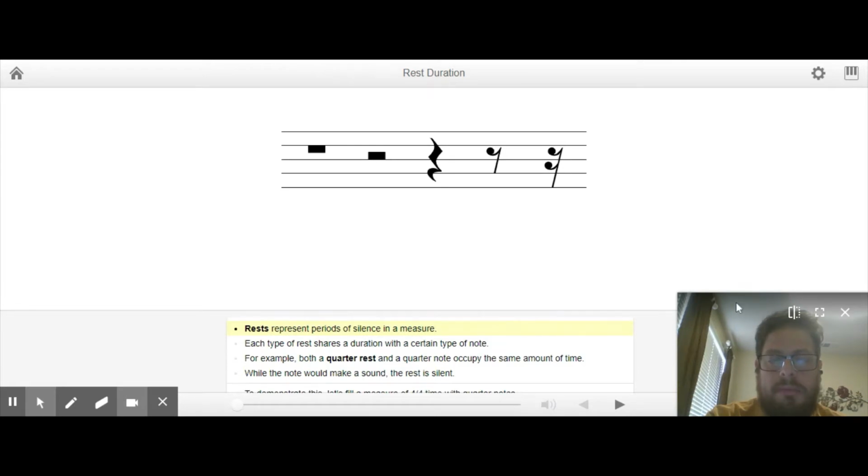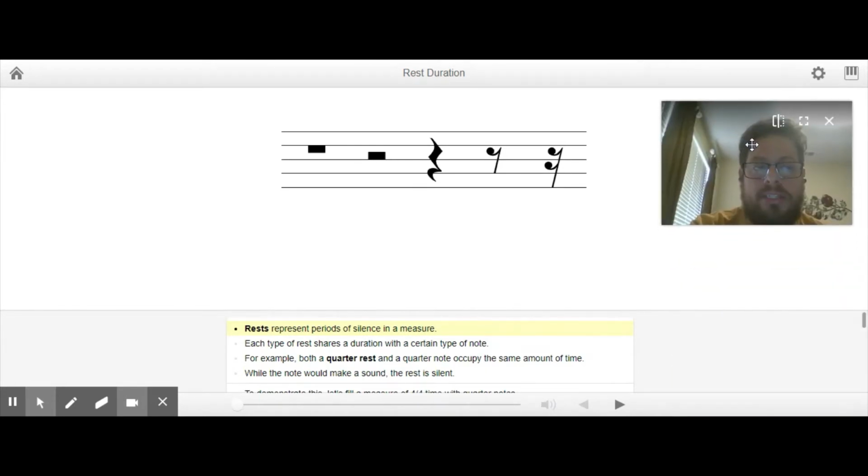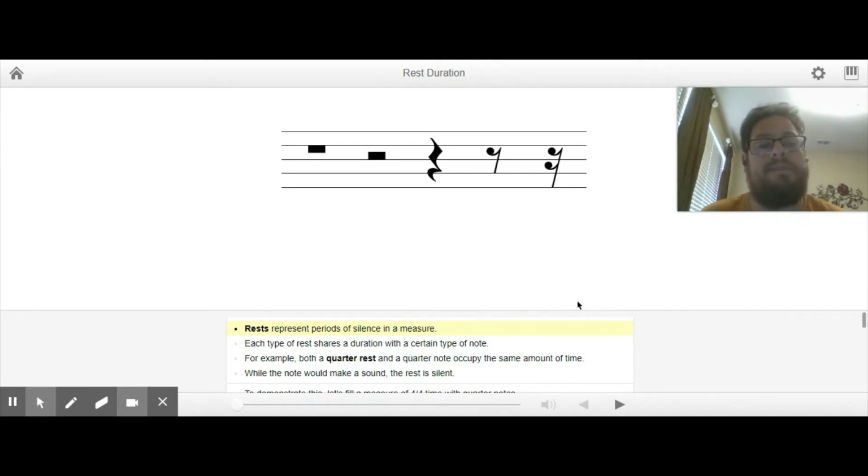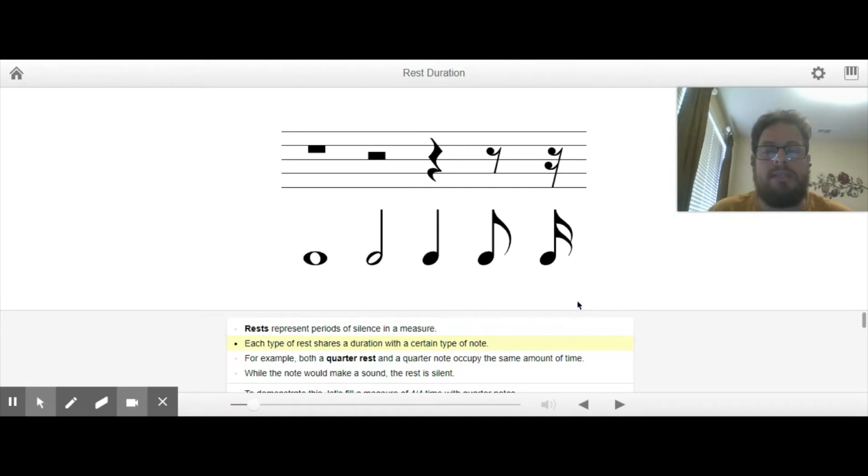Now we're going to be talking about our rest durations. Rests are very similar to the note durations that we talked about, except now the rests represent a silence in that given measure. Each type of rest is going to share the similar duration, or time, as those quarter notes, eighth notes, 16th notes, everything that we've already discussed in the actual note names.